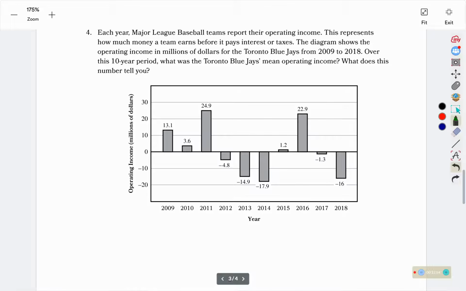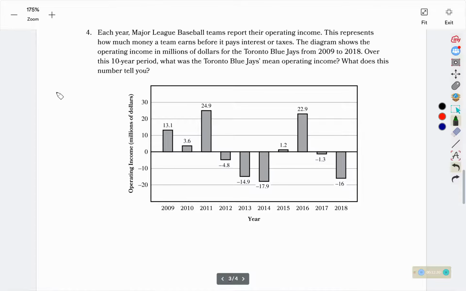To calculate the mean, that's an average, so we're going to add them all up and divide by 1, 2, 3, 4, 5, 6, 7, 8, 9, 10. And this is in millions, so you can keep that in mind as well. Personally, I'm going to add all of the positives together, and then I'm going to remove the negatives separate. You can try a different strategy if you'd like to.